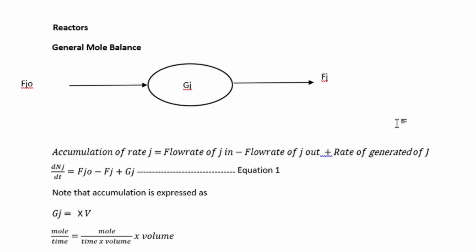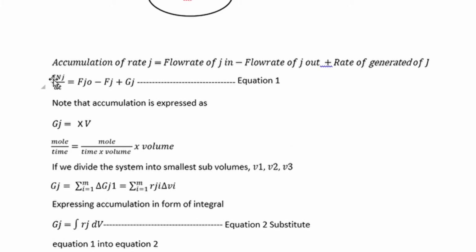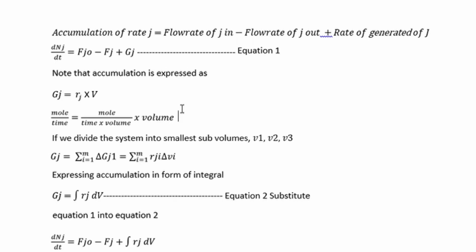We know that the general mole balance states that accumulation is equal to what goes in, subtracting what goes out, and the rate generated. Hence, I'm going to present everything in this format here. This being my accumulation, that which is going in, going out, and generated. Generated can be expressed in the form of rate multiplied by volume, with the units respectively.